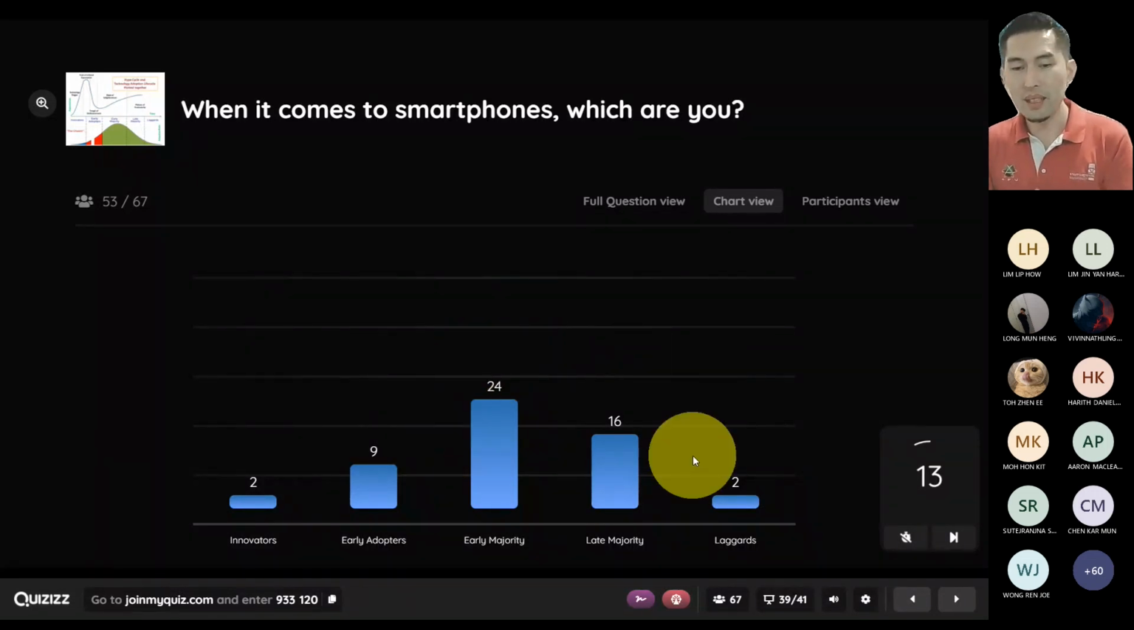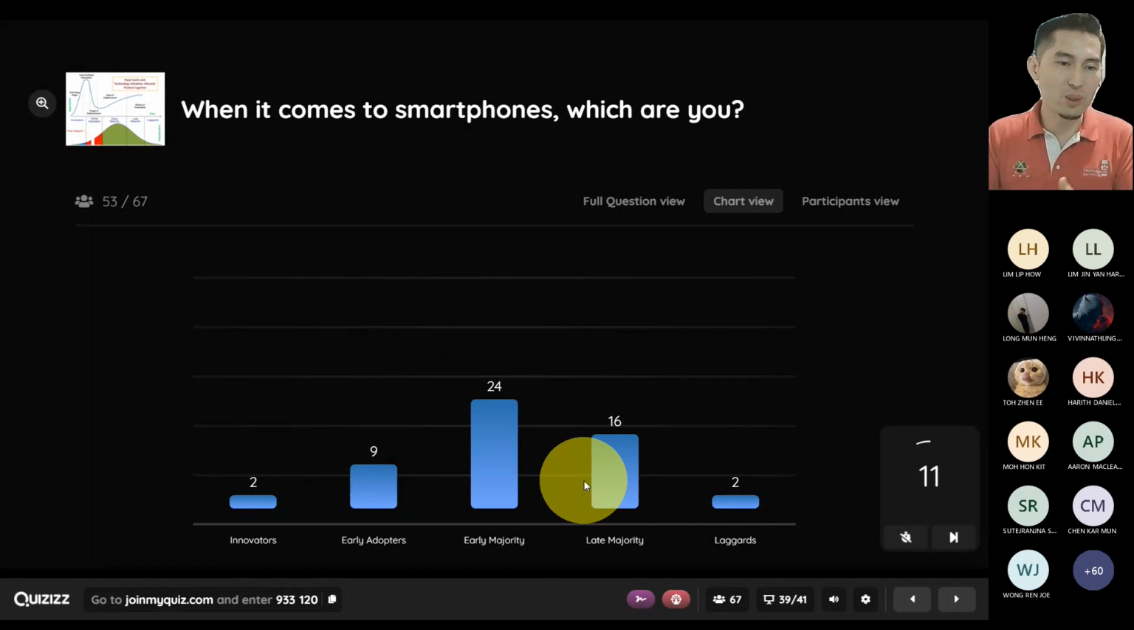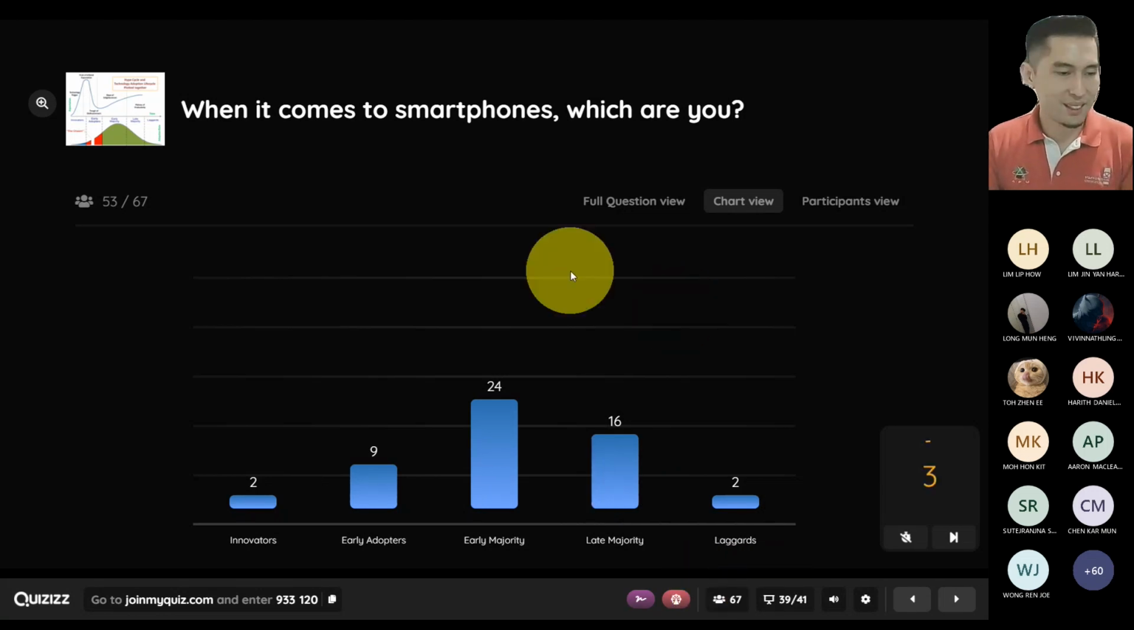Another way of looking at this is those of you who change your devices or change your phones often enough, and it depends on the reason you're doing it as well. Yeah. All right. Okay. Awesome.